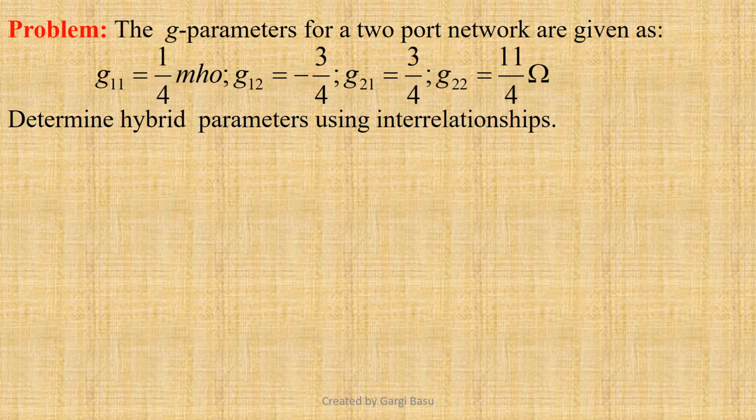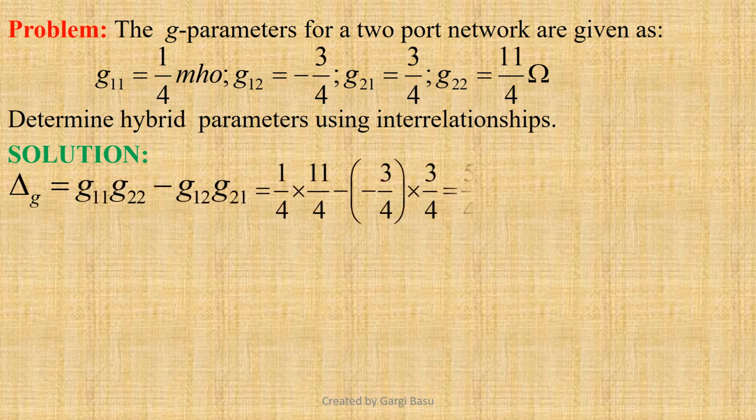In this problem, the G parameters for a two-port network are given as G11 = 1/4 mho, G12 = -3/4, G21 = 3/4, and G22 = 11/4 ohm. We have to determine hybrid parameters using interrelationships. We know for G parameters, delta G = G11 G22 - G12 G21. By putting the values we get delta G = 5/4. Now let us use the interrelationships to find hybrid parameters.